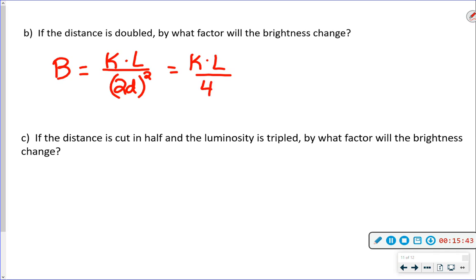So we have 4d squared. So it says if the distance is doubled, by what factor will the brightness change? So we doubled the distance, and we now have it down here as a 4 in the denominator. Well, dividing by 4 is the same as multiplying by what? 1/4. So you're changing the brightness, of course, here by 1/4. It turns out to be 1/4 as much. So I'm going to say the brightness changes by 1/4 because it's in the bottom of the fraction.